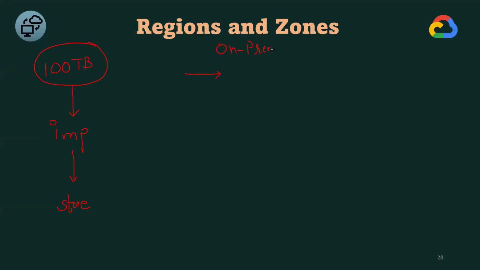Hardware challenges. That means we first need to purchase the hardware, correct? We need to purchase all the infrastructure, and then maintenance. We need to maintain it. It takes a lot of time and a lot of effort.